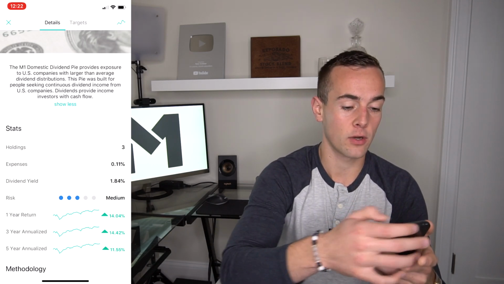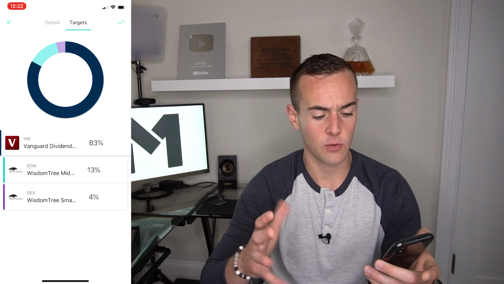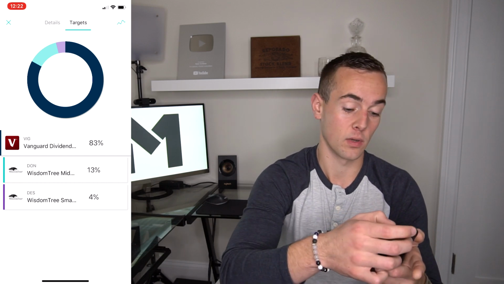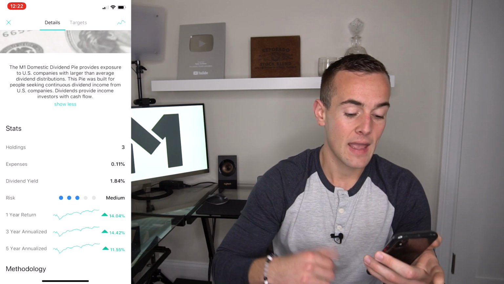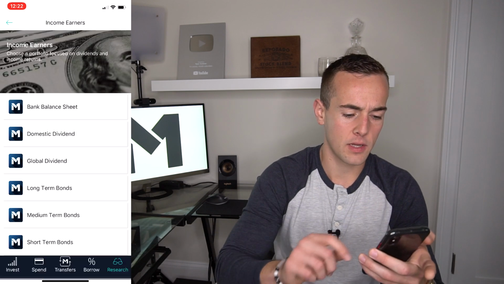And if you click on targets here, we can see exactly what they're investing in. It looks like 83% is in a Vanguard dividend fund, and the other two I'm not familiar with. It's another ETF out there. And this overall pays a dividend yield of 1.84%. We'll take a look at another one here.